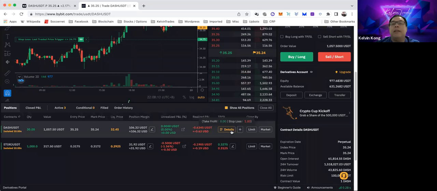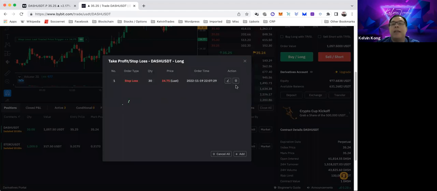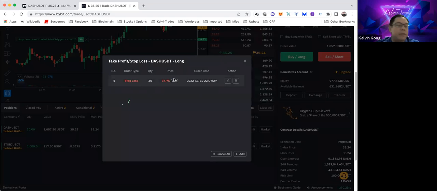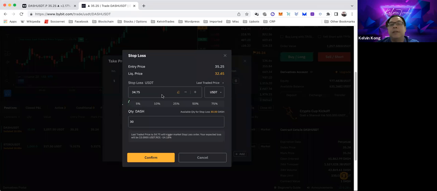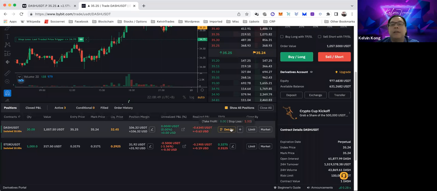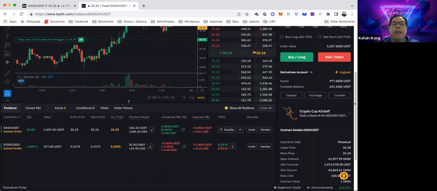So if you don't like to pay a higher fee, you can cancel it by clicking this dustbin. Or you can change your stop loss price to higher or lower. This feature is very good if you want to move your stop loss up or down to protect your profits. You can just come here and keep changing your stop loss. For now, we'll keep our stop loss as a market order.